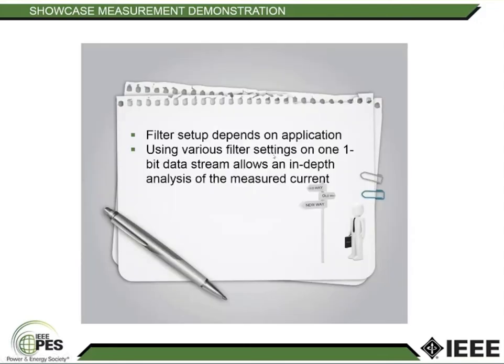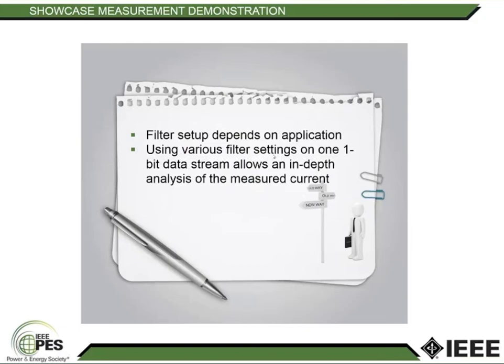Now, to summarize this last chapter, the filter setup depends on your application. So really, if you want to, for example, detect a fast overcurrent, you would go for a low filter order with a lower oversampling rate in order to be faster. If, on the other hand, you want to use the signal to control your IGBTs, you would go for a higher filter order and for a higher oversampling rate to be as accurate as possible.